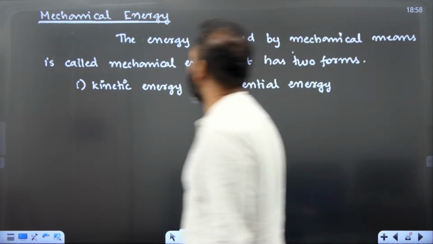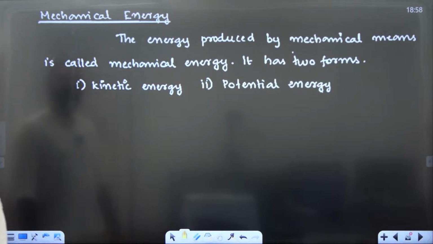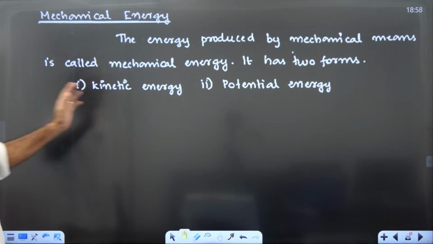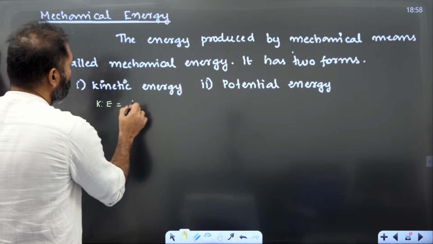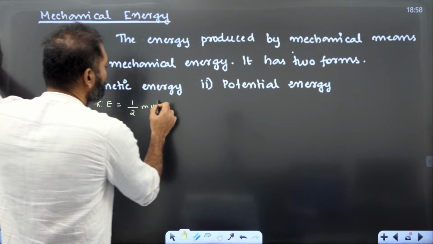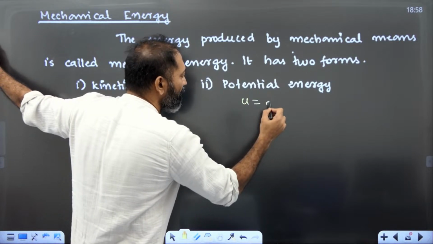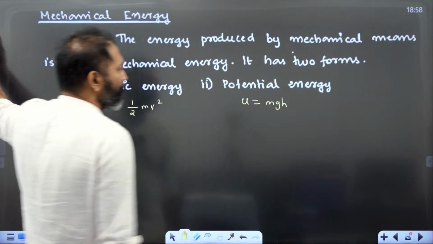Next, mechanical energy. Energy produced by mechanical means is called mechanical energy. It has two forms. Kinetic energy: what is the equation of kinetic energy? Half mv square. And the potential energy equation is what? U is equal to mgh.